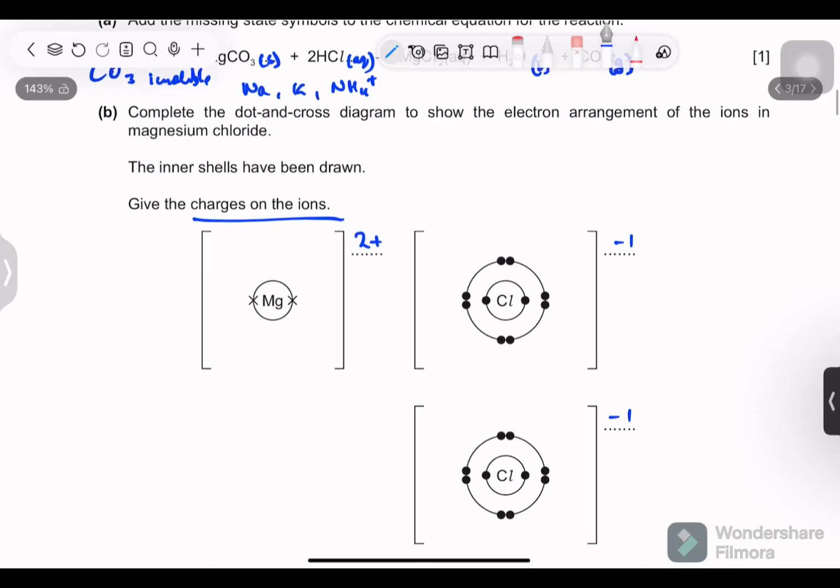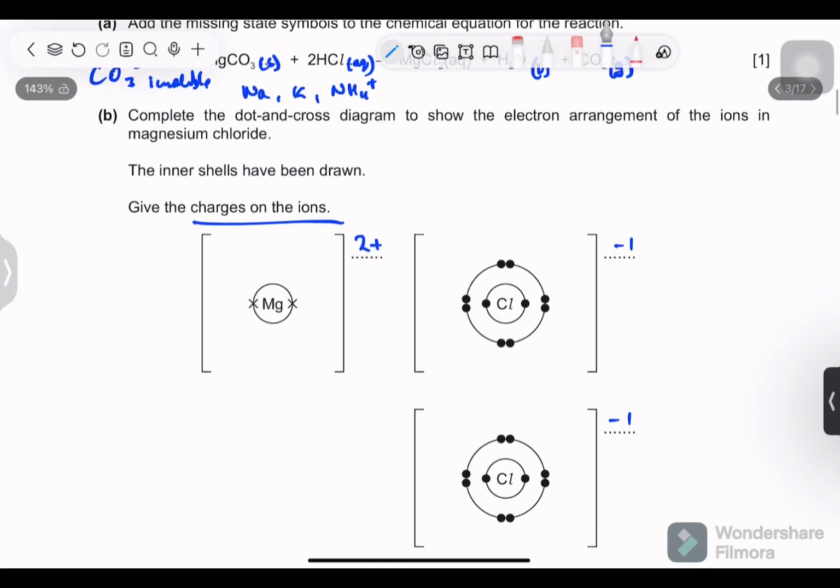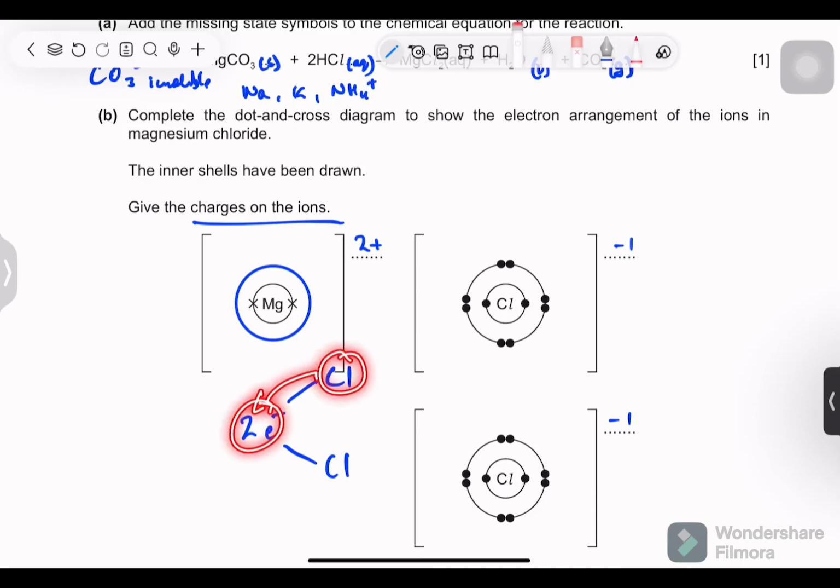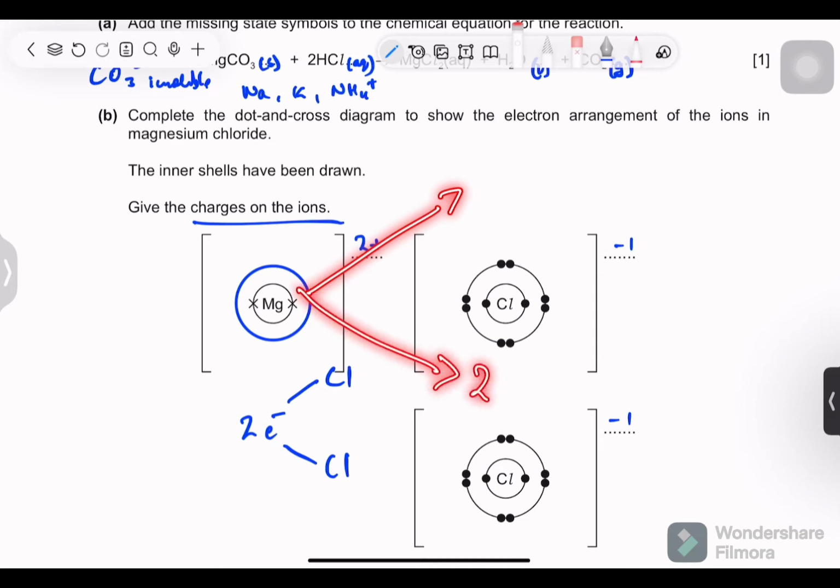Now, furthermore, what will happen is that magnesium will have another shell. It originally has 3 shells, but in the last shell, it has only 2 electrons, which have been donated to each of the Cl ions. Each Cl took 1 electron from the magnesium. So magnesium gave out 2 electrons, electron 1, electron 2, and each Cl takes 1 electron.